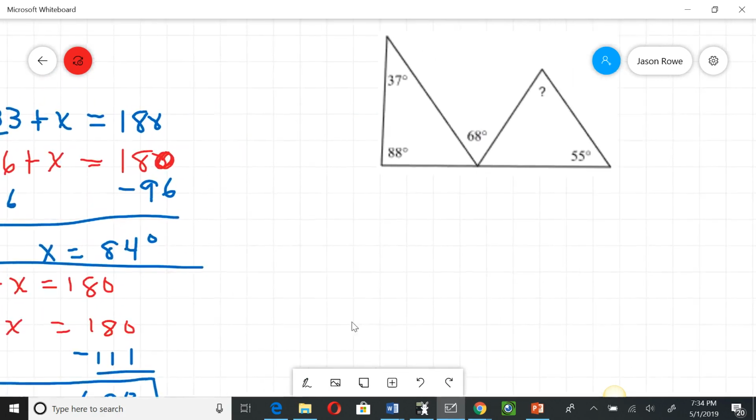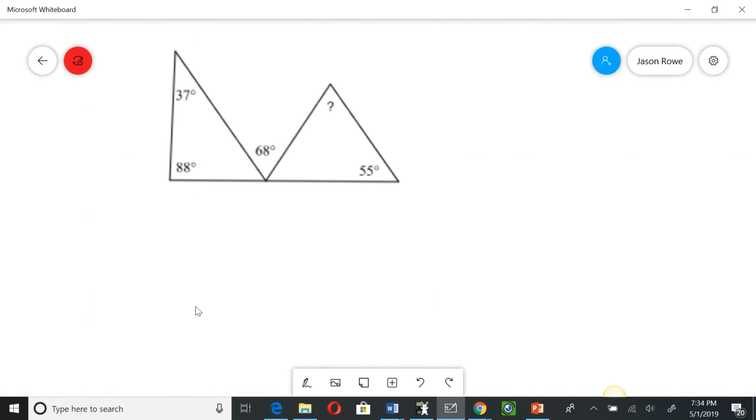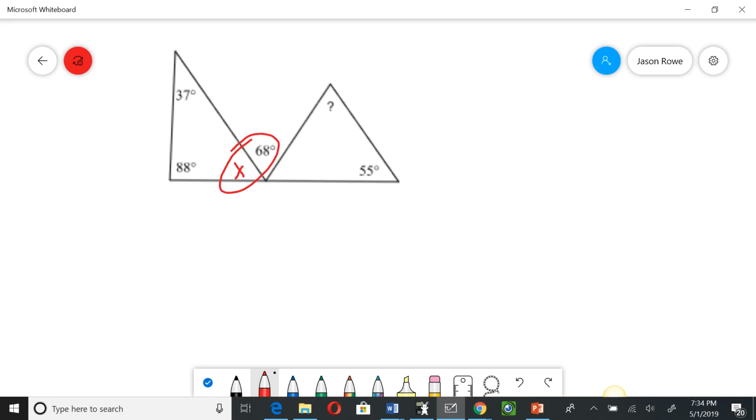All right, one more. This one's a little more complicated than the last one. We got a lot going on here as well. We've got a two-step process here. We've got to figure out this value and then use these two angles to help us figure out, and I'm going to label this one as y, and then use that value to figure out this value. So let's start with this first triangle.